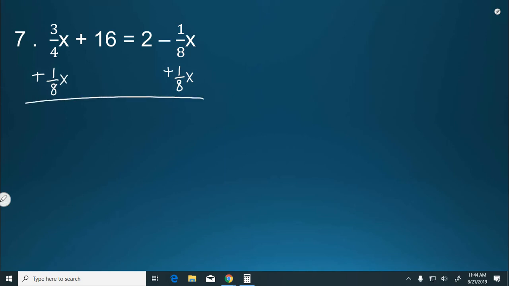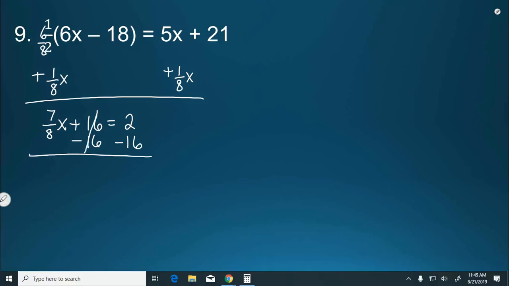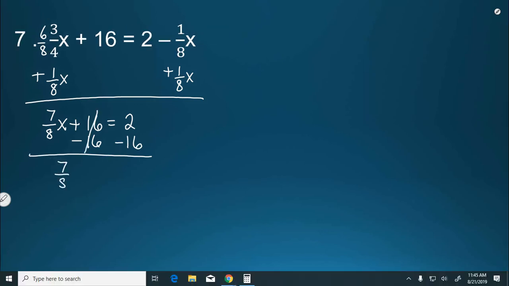Now, 3/4, if I'm thinking in eighths, is 6/8. So 6 plus 1 is going to be 7/8 x plus 16 equals 2. Subtract 16 from both sides. 7/8 x equals negative 14. Then the opposite of a fraction would be its reciprocal. So that's 8/7. So x equals negative 14 divided by 7 is negative 2 times 8 is negative 16. Final answer.